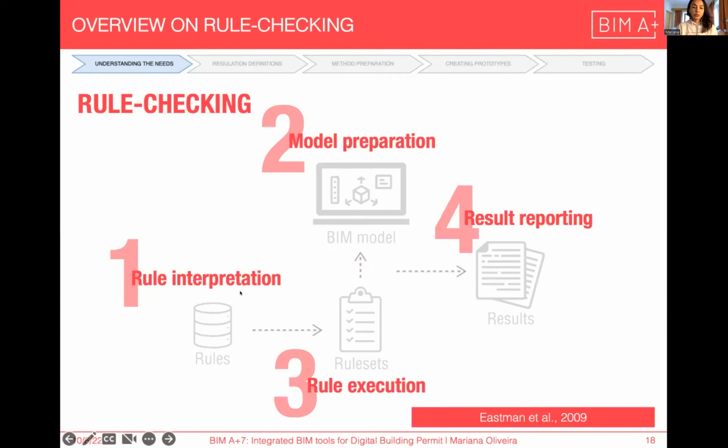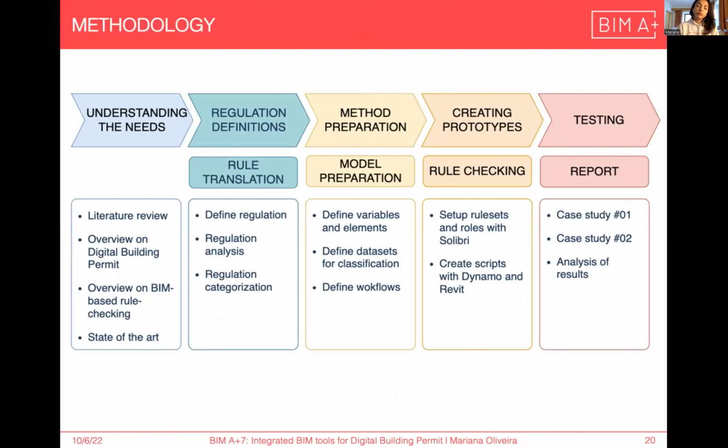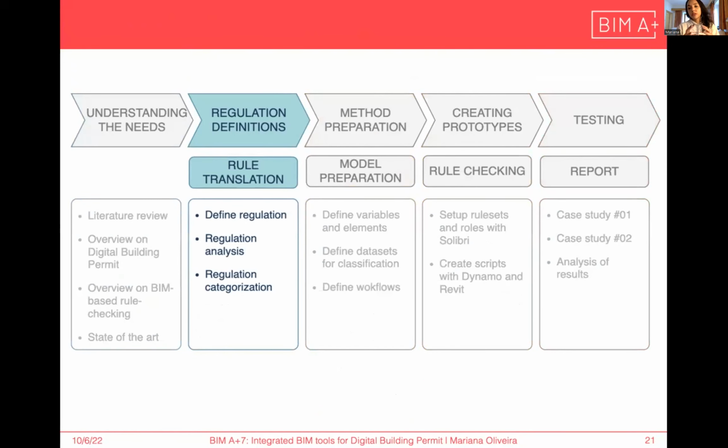The first step is the rule interpretation, then you have the model preparation, the rule execution, and the result reporting. These were the steps that guided this research. Each of the steps that we took was related to one of the steps of the rule check. The idea was creating a prototype so we could understand how legislation could be translated to software, and how you could use computer-based language to analyze the models.